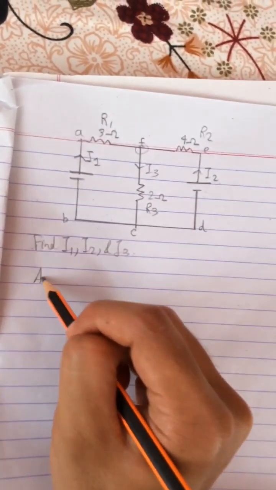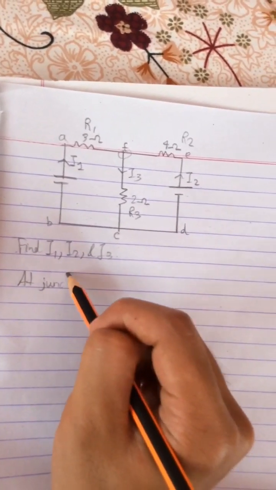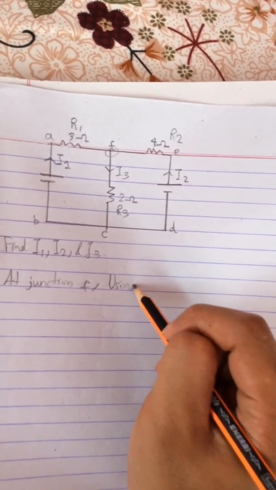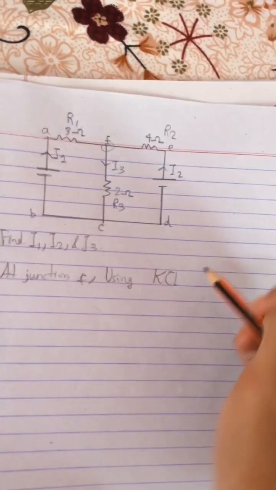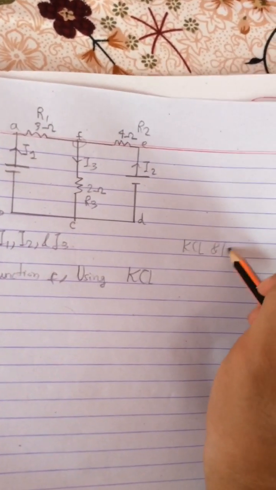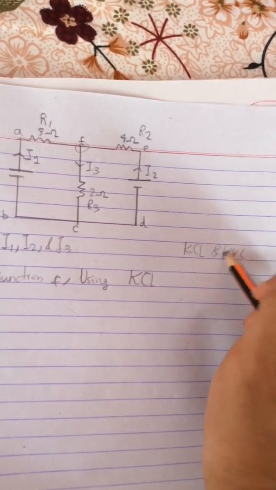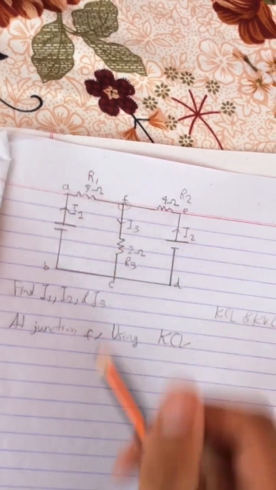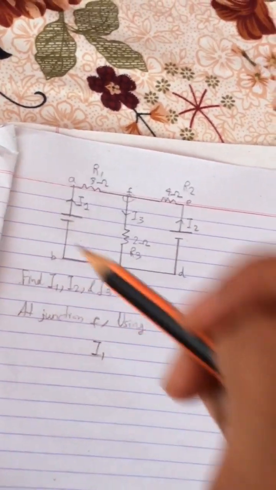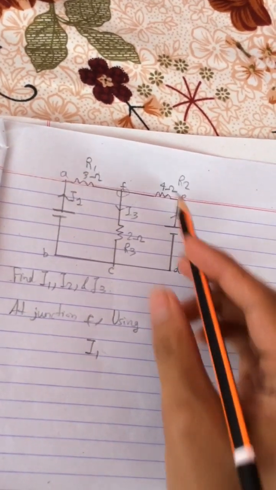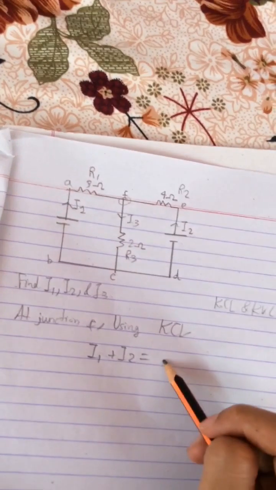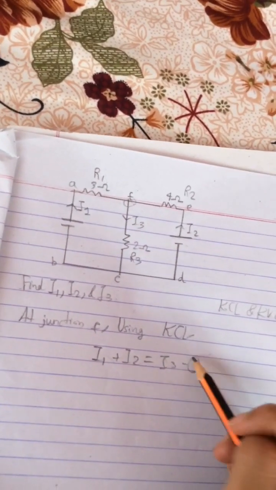So, which law can we use? The first law. At junction F, using KCL, you can write it as KCL and KVL. Kirchhoff's current law, Kirchhoff's voltage law. Here, let's see the currents going into the junction. Here, I1 is going into the junction, so you take it at the left side, and I2 is also coming in, so we also take the left side, and I3 is going out. This is our first equation.